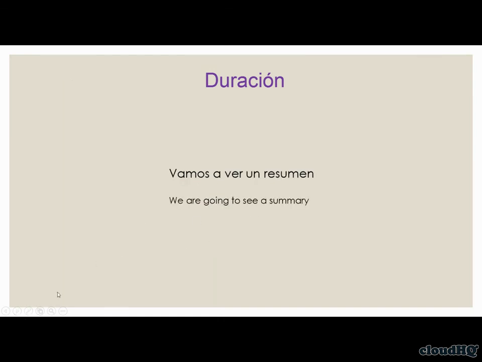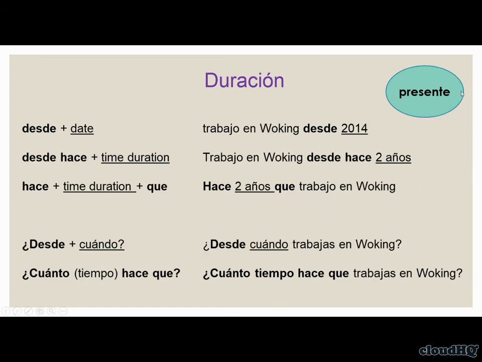Vamos a ver un resumen. So, things to take into account and to remember to express duration of an action that's still ongoing at present. We use the present tense in Spanish because we consider that it's an action that's still going on today, that we are still doing. So we use the present. If we use desde, we just need the date. Trabajo en Woking desde 2014. If we use desde hace, we need the time duration. Trabajo en Woking desde hace 2 años.